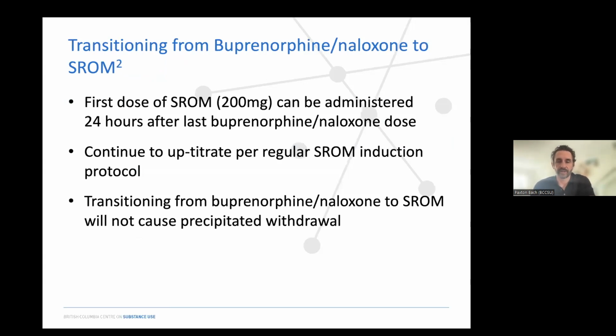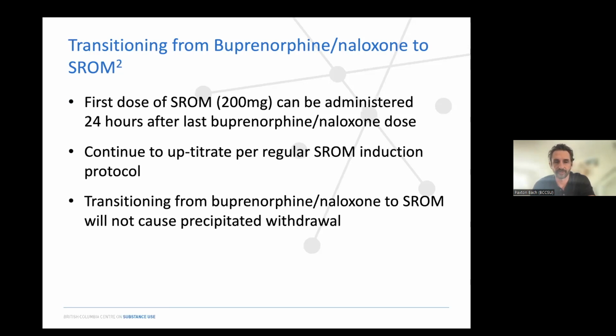Moving on then, and we can circle back to this in the question period, but talking about transition from buprenorphine naloxone to slow-release oral morphine, I noticed in the pre-session poll, this was something that people felt less comfortable with. It's actually quite easy. There's not really any magic to it, even though it often will require a fair amount of slow-release oral morphine titration.